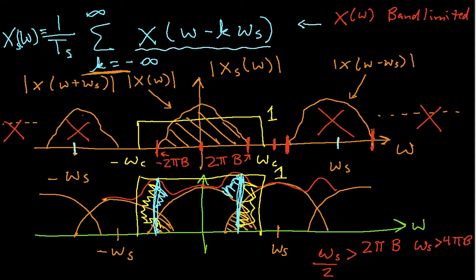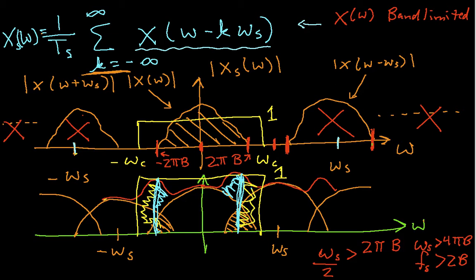And I can simplify that to write this as omega s is greater than 4 pi b, or I can divide through by 2 pi to take this from radial frequency to just frequency, and f sub s is greater than 2b. And that is the sampling theorem. As long as f sub s is greater than 2b, then I can exactly reconstruct x.